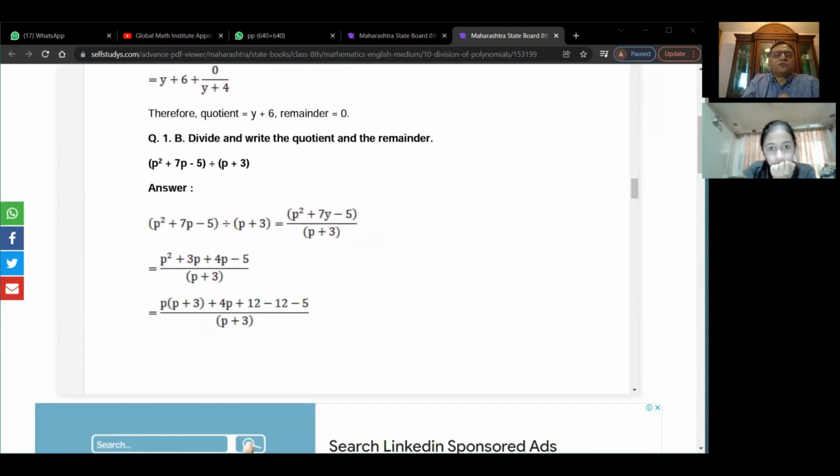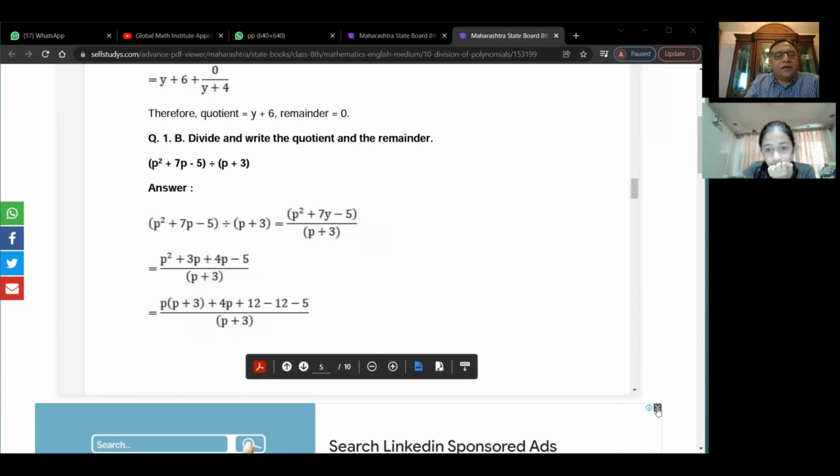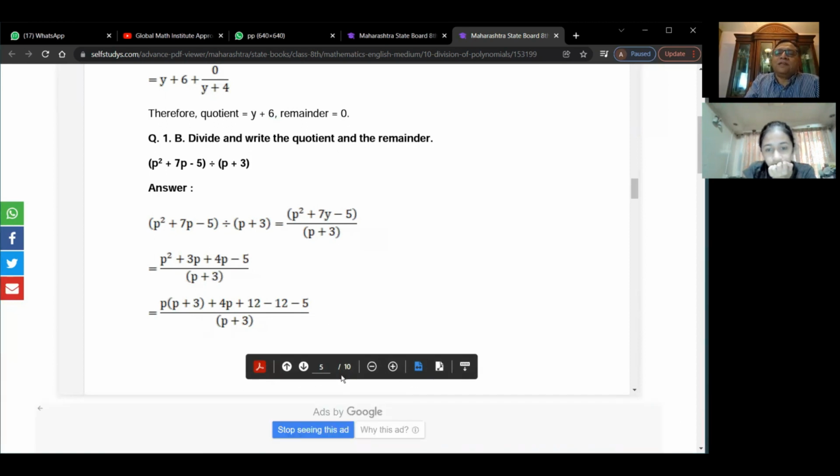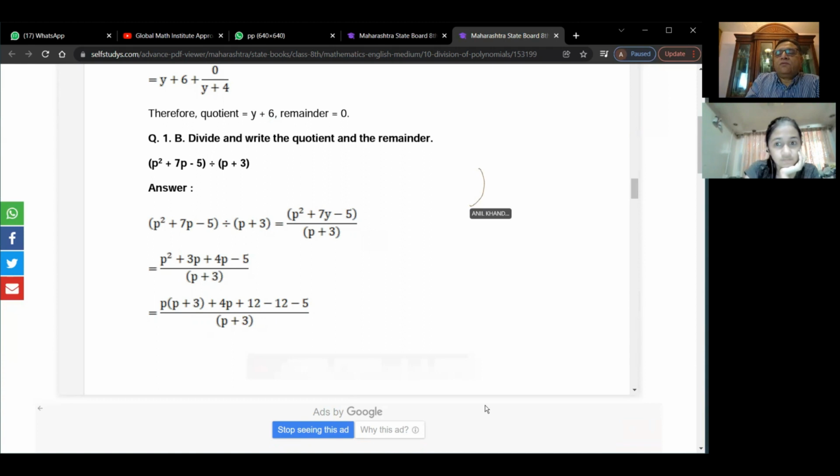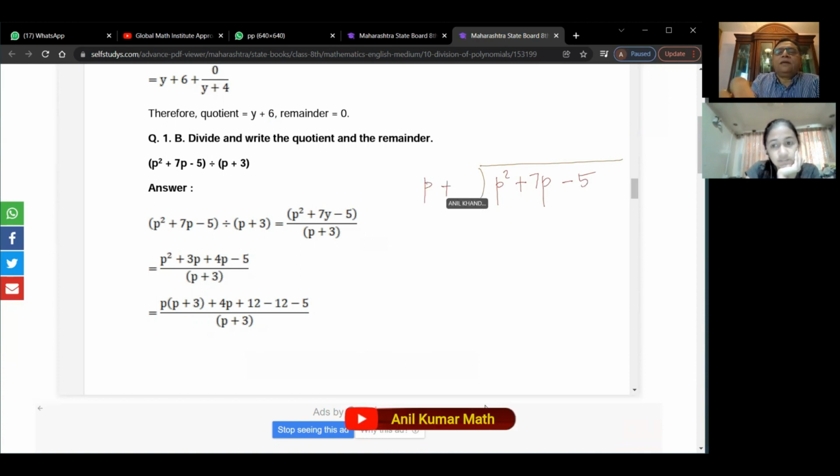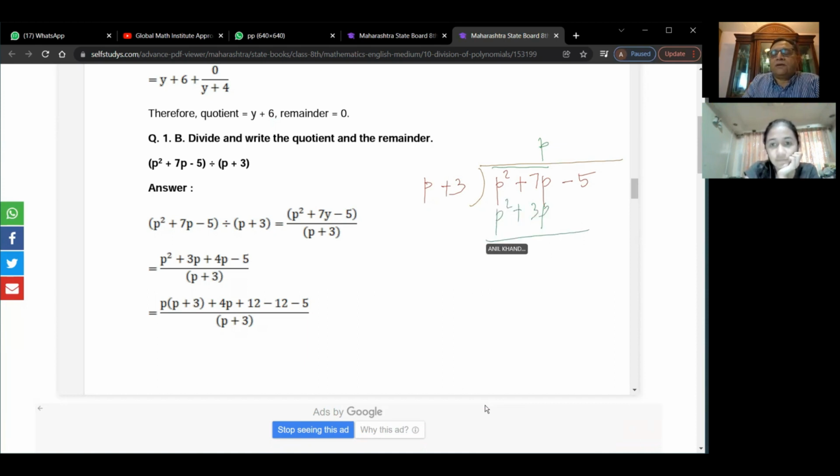Okay, so we now have p square plus 7p minus 5. We need to divide this by p plus 3. So what am I going to do? You help me out this time, okay? So we will write the dividend, which is p square plus 7p minus 5, and the divisor is p plus 3. How many times will p go? We have to engage two terms, p terms, correct? p times. So p times 3 is 3p, and p times p is p square, right? So p square plus 3p. When you subtract, what do you get?